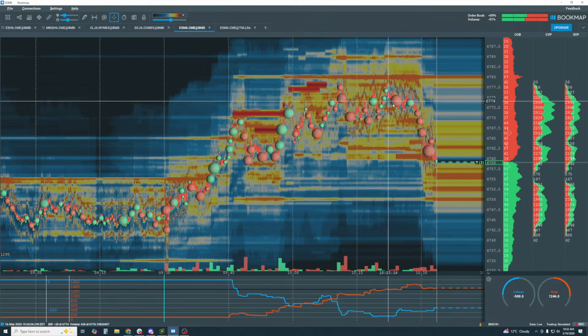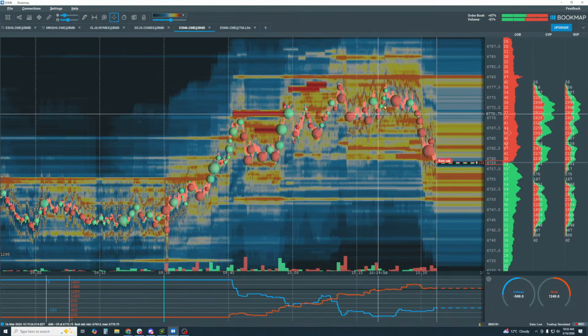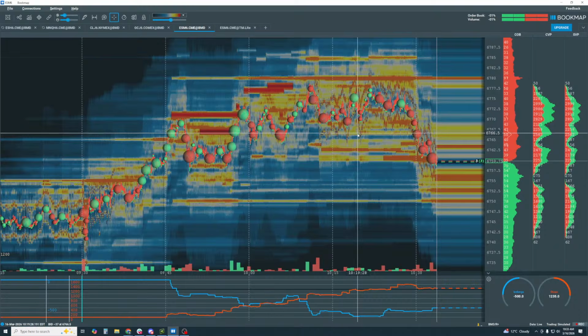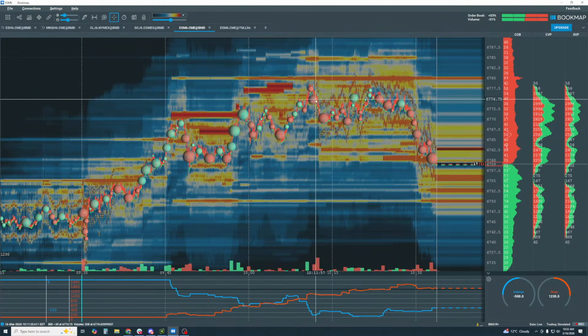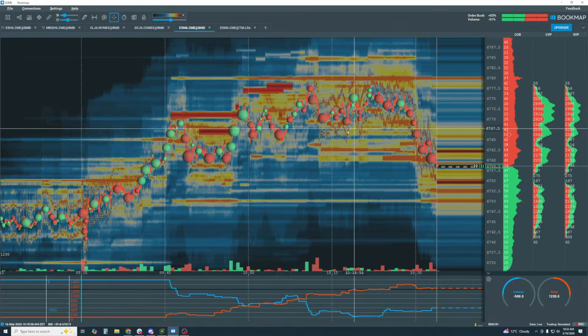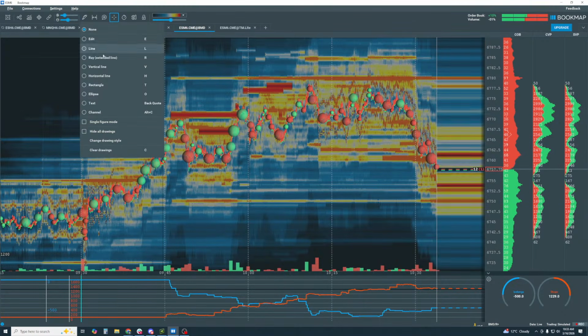Yeah, it's not really a good clear transition in here either. I mean, it's mostly this selling in here, and then it starts to pick up in here. Broke the trend line.